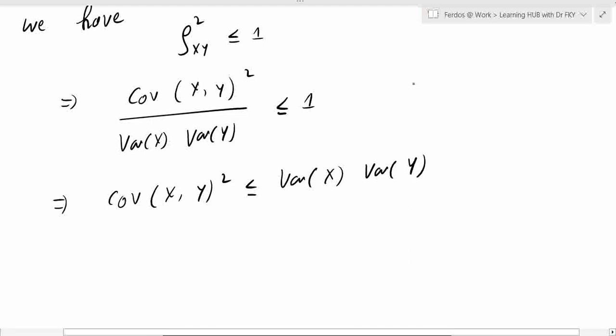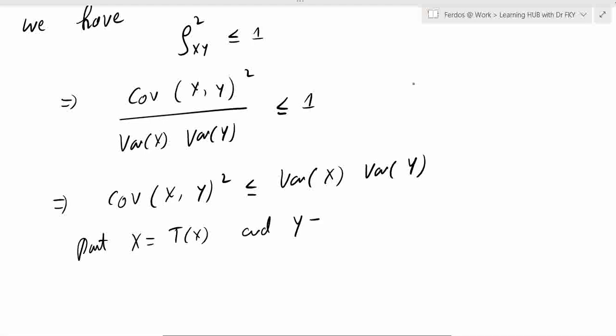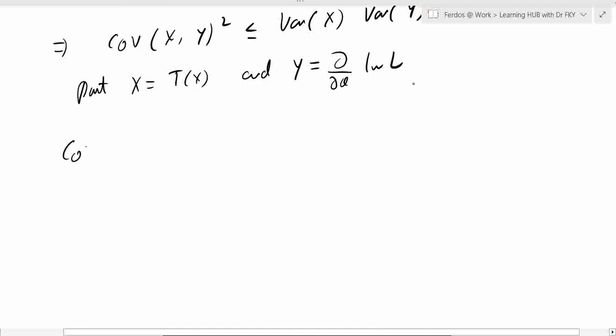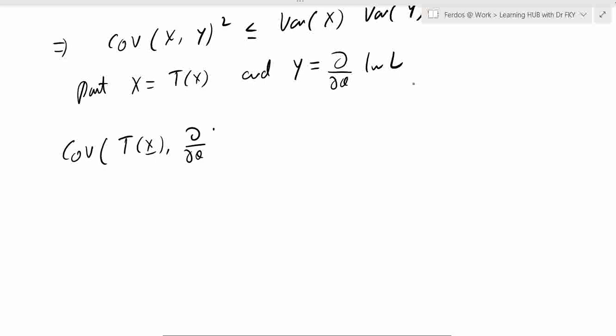Now what do we have? Instead of x, we have x equal to t of x and y equal to the partial derivative of this quantity, natural log L. Just put these values and you will get covariance of t of x, instead of x, and this as instead of y, less than or equal to variance of t of x and variance of this quantity.